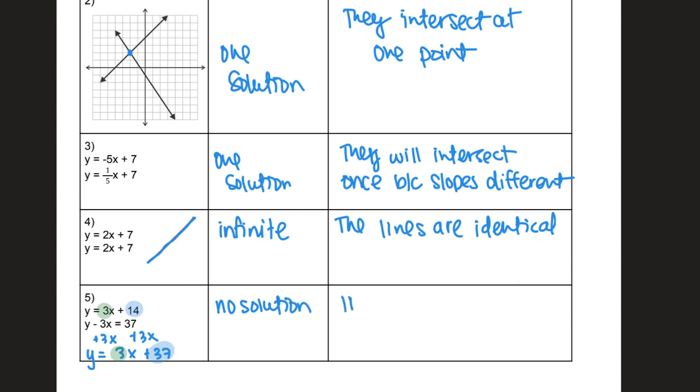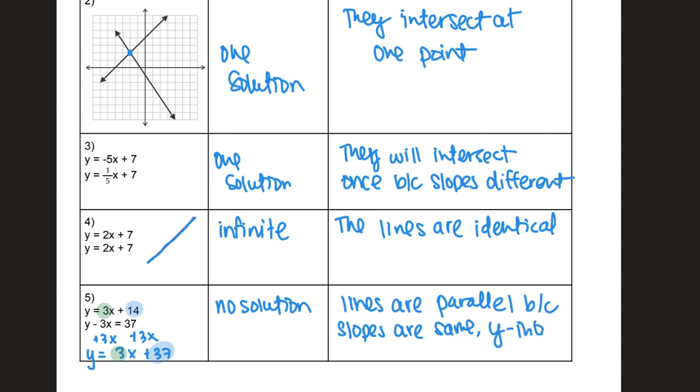And I'm going to say lines are parallel because slopes are the same, y-intercepts are different, so they won't intersect.